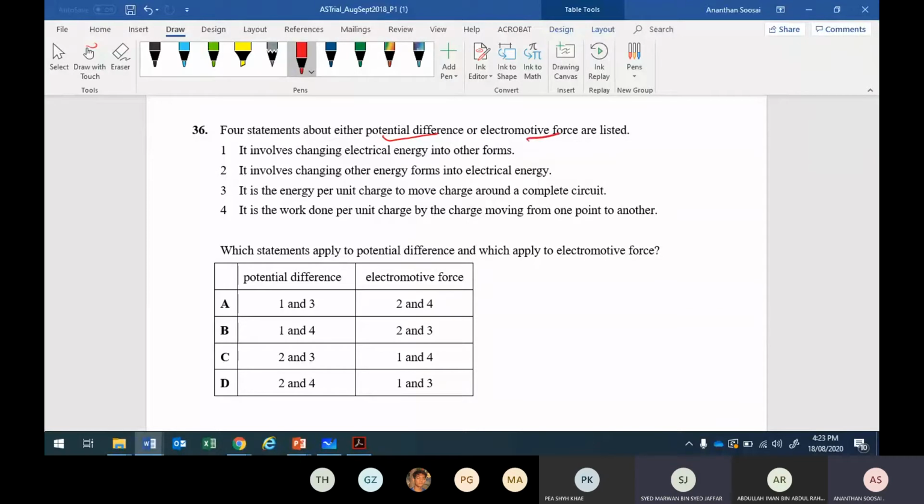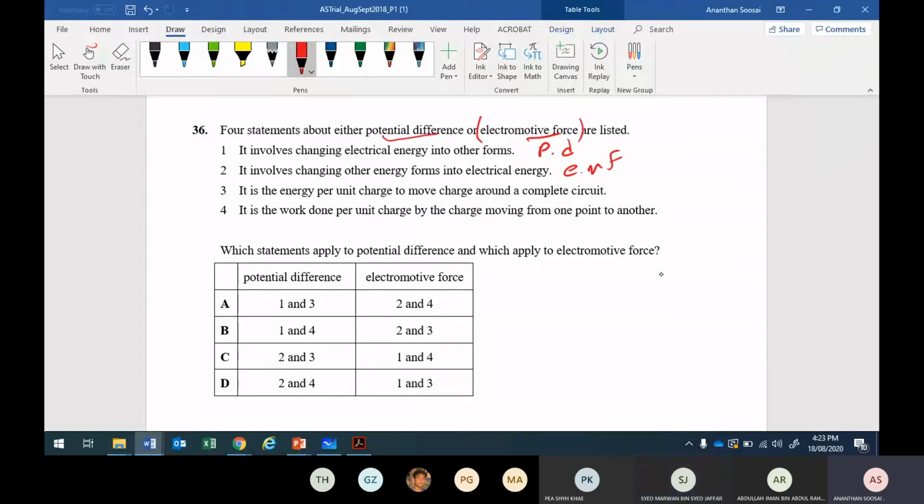Electromotive force is what? Definition. It happens in the battery. What energy changes to what energy? The chemical energy changes to electrical energy when one coulomb of charge completes the circuit. That's electromotive force. So it involves changing electrical energy into other form. This is your PD, potential difference. Electrical to other form is PD. Involves changing other to electrical is your EMF.